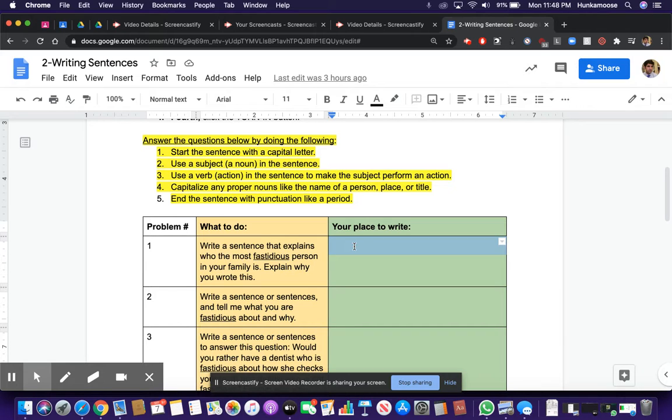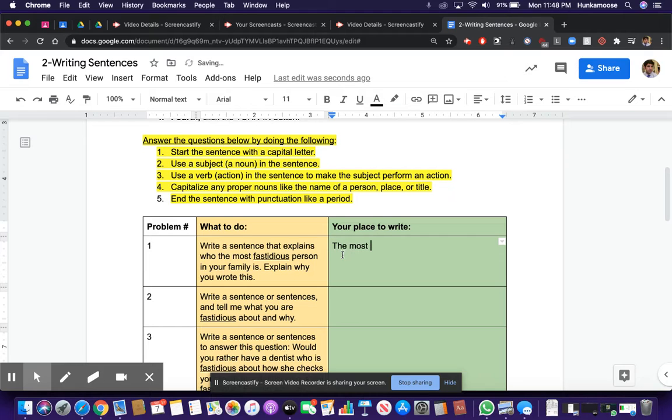Every sentence begins with a capital letter. In the what to do column, my task is write a sentence that explains who the most fastidious person in your family is. So let's begin this with a capital letter. I'm just going to kind of do a TTQA and take the language from the question and use it in my answer. Who is the most fastidious person in your family? So I'll start like this.